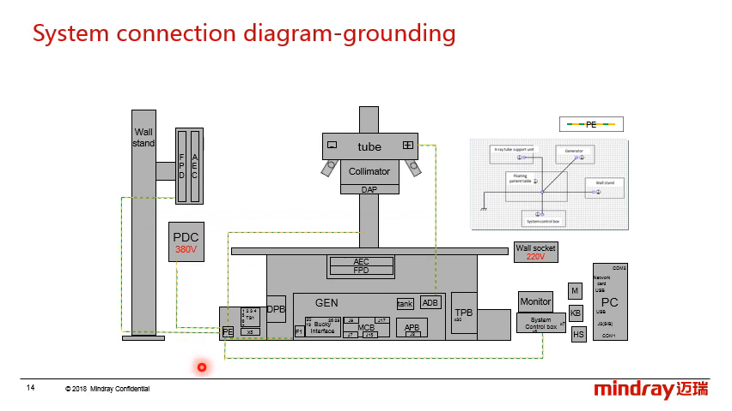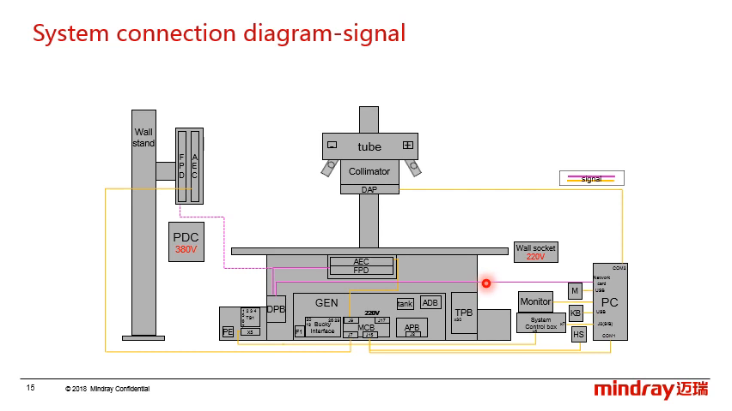As you can see, all the components' ground wires should be connected to the PE port beside the generator, and then to the power cabinet. The last is about the signal communication.